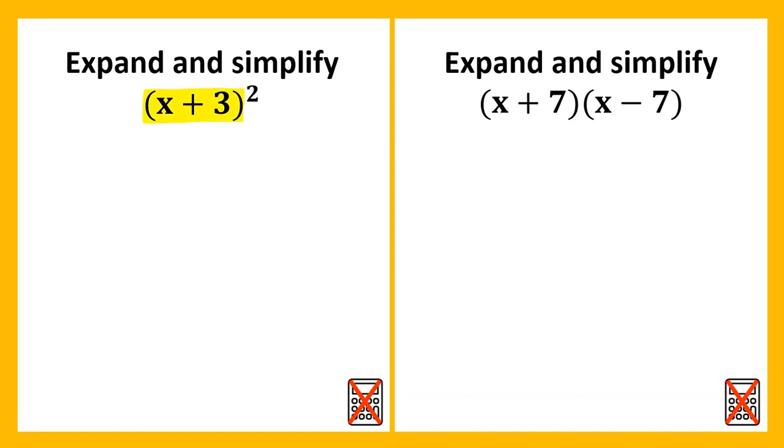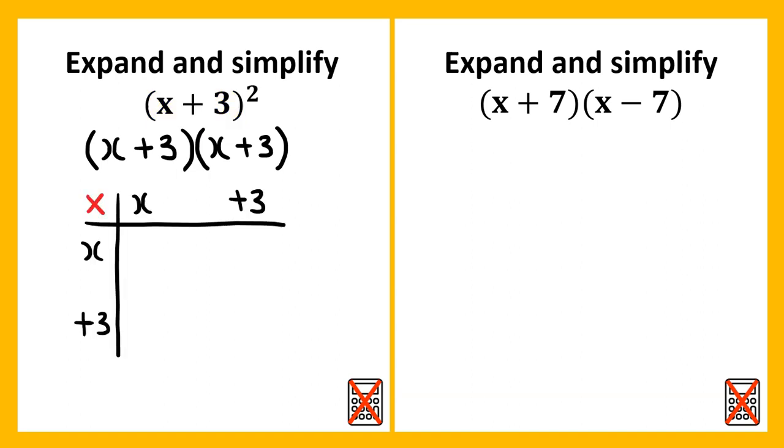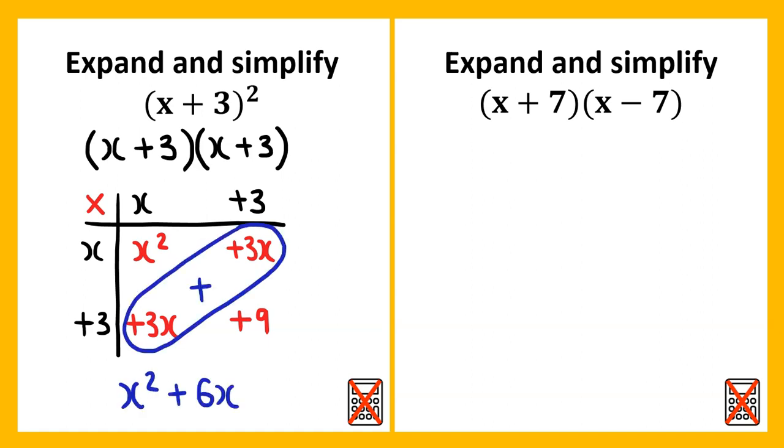On to the intermediate questions with a slight increase in difficulty. Whenever you have a bracket which is being squared, this means the bracket is being multiplied by itself. So that means that x plus 3 would be multiplied by x plus 3 and therefore ending up with double brackets. Drawing a grid and multiplying would give us x squared, positive 3x, and positive 9. Collecting like terms will leave us with x squared plus 6x plus 9.